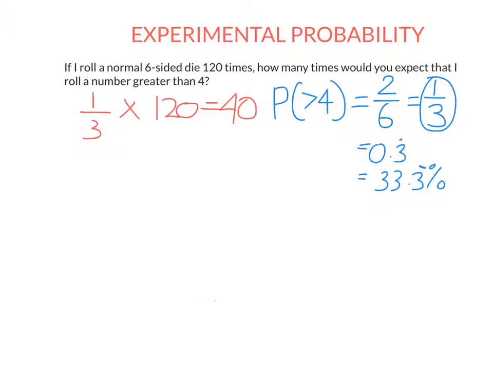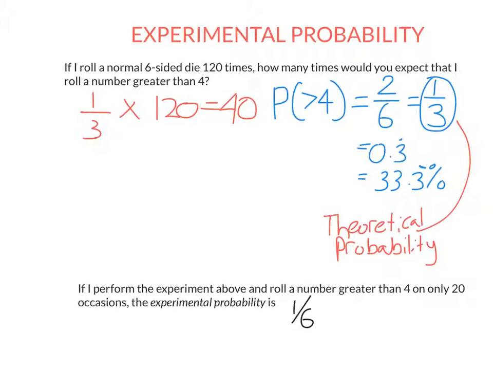We call this number that we calculated, the 1/3, the theoretical probability, because that's in theory what should happen. In theory, I should get a number greater than 4 1/3 of the time. But of course, that's not necessarily what will happen. If I roll a die 120 times, I might not get a number greater than 4 exactly 40 times. It could happen 41 times, 39 times, it could happen 10 times. So theoretical probability deals with what should happen, and experimental probability is what actually happens.